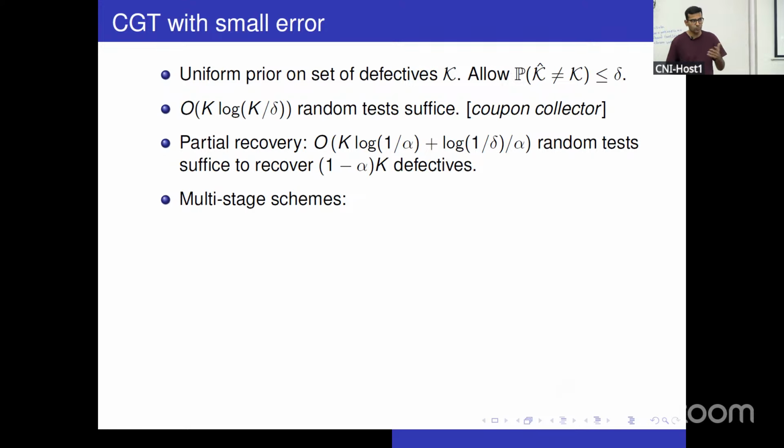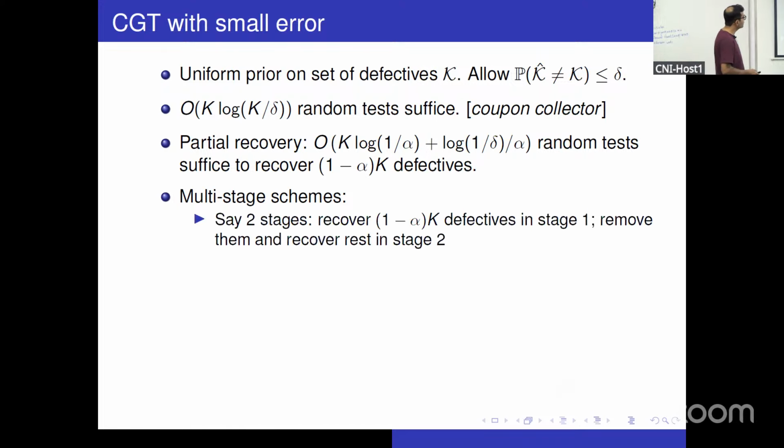For standard group testing also, people have seen that even allowing some stages of adaptivity helps a lot. So we've also been looking at this multi-stage scheme in this context. If you had 2 stages, you can first try and recover some fraction of the defectives in stage 1 using the partial recovery result we have. You remove these identified defectives and then apply the first result to recover the rest in stage 2.